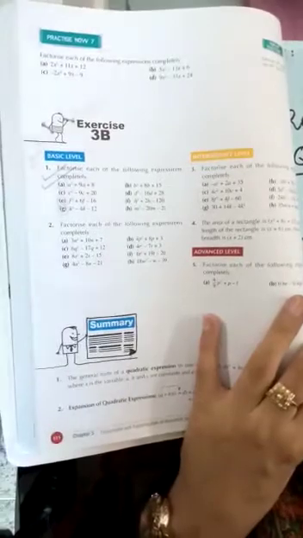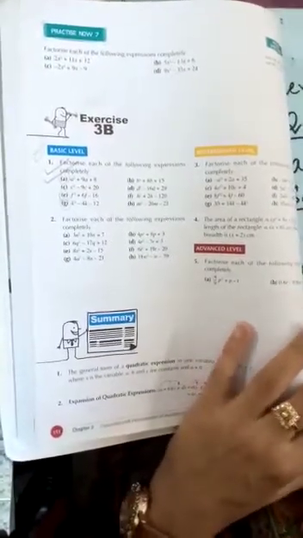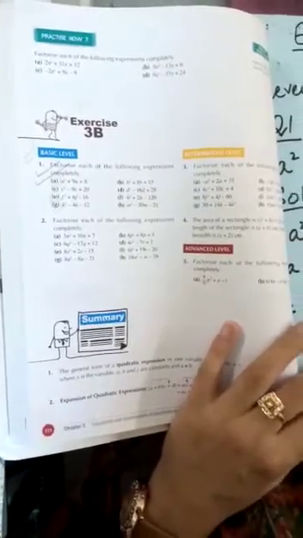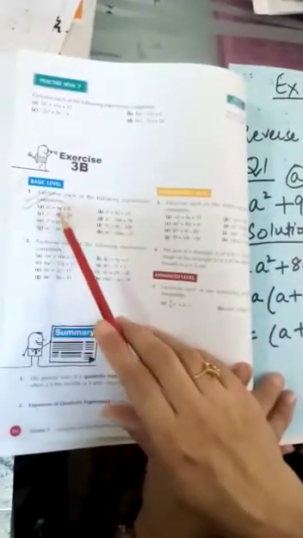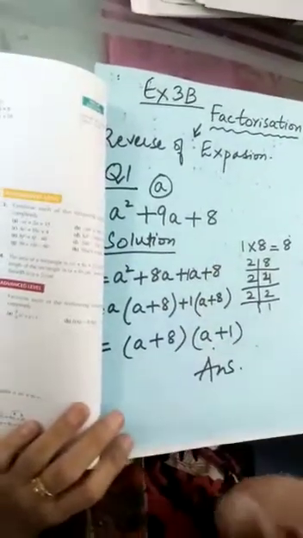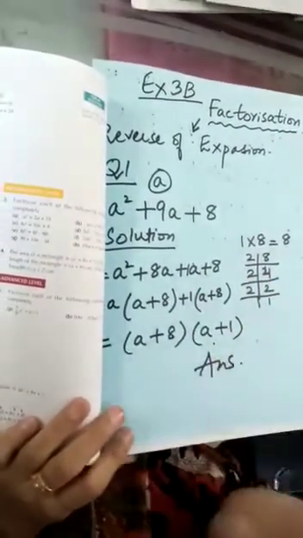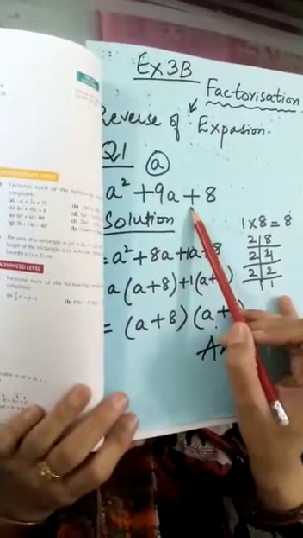In expansion you are seeing brackets are there, so we are solving the brackets, but here we have to make the brackets. How will we make the brackets? See the factorization. The first question is: factorize each of the following expressions completely, on page number 111. a square plus 9a plus 8. There are 2 or 3 steps and tips which I am going to tell you which you have to follow.